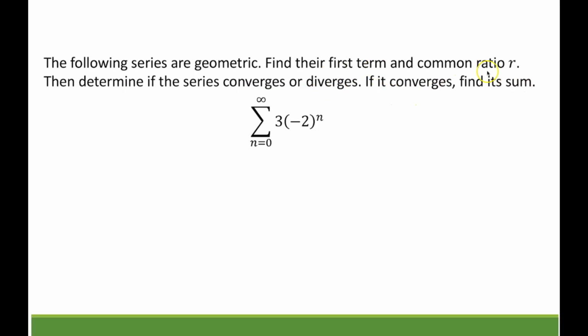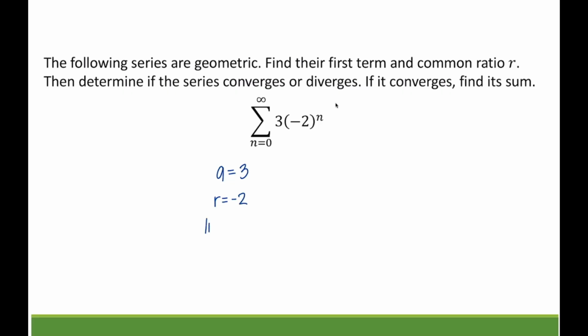So here, find the first term and common ratio. The first term is just substituting the starting index into the n. So here I'm going to have negative 2 to the 0 is 1, so all that's left is that 3 in front. So we'll say a is equal to 3. And then the r value is the one raised to the n here. So my r is negative 2.